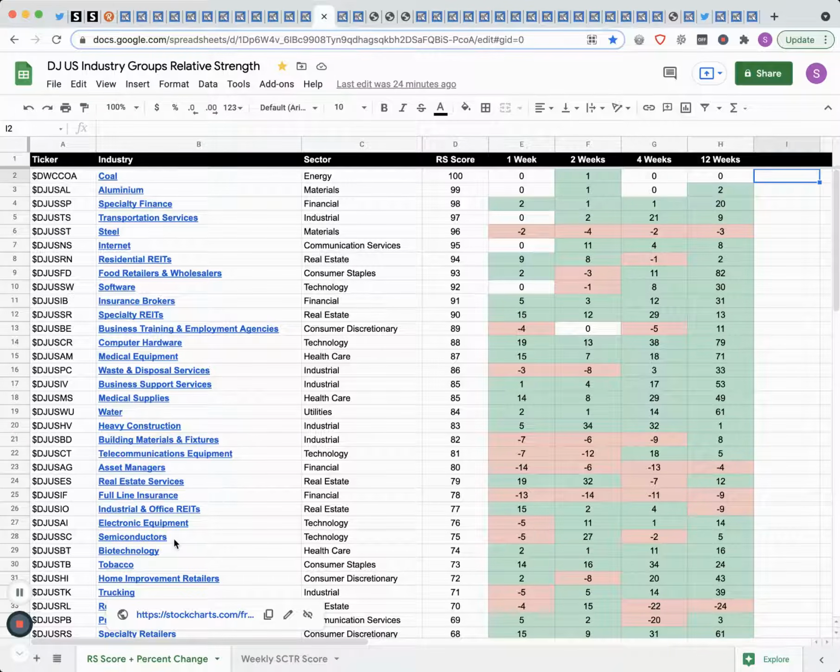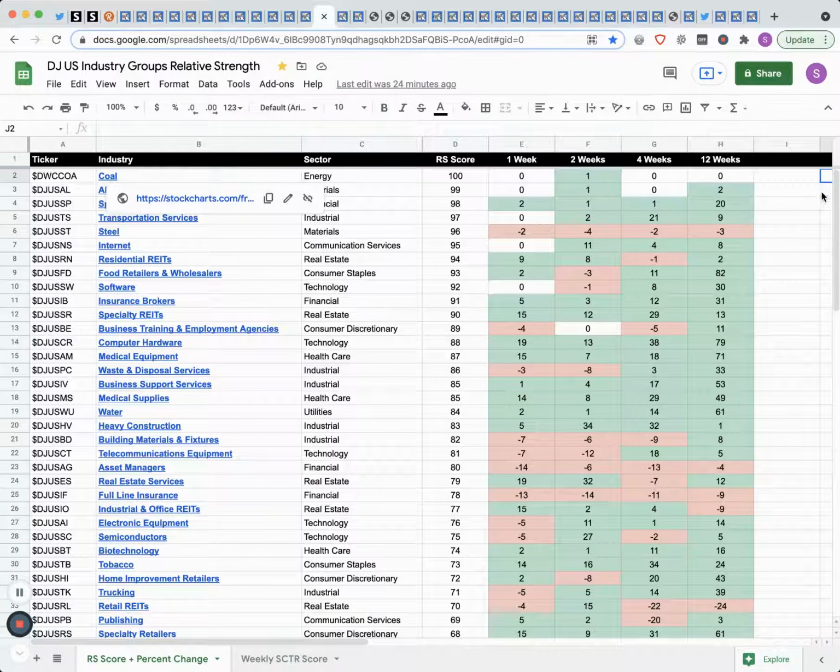So you can see you've got semiconductors, software in there, you've got internet names, computer hardware if you're more focused on growth. So you've got your growth names in the top 30 there. Obviously for the last 3 or 4 months it's been coal and aluminium and steel and those kind of parts of the market that have been really strong as well.